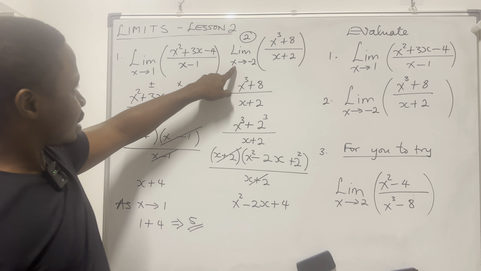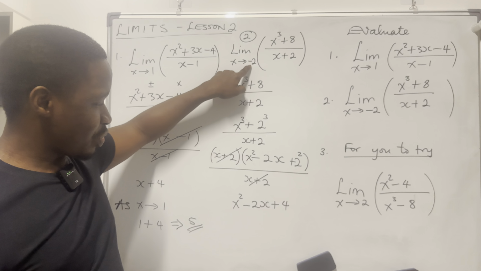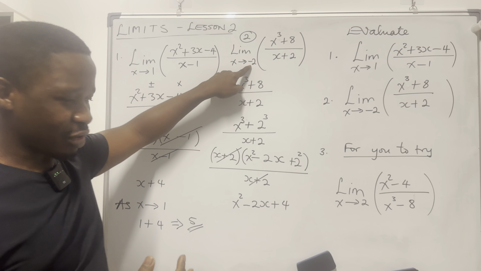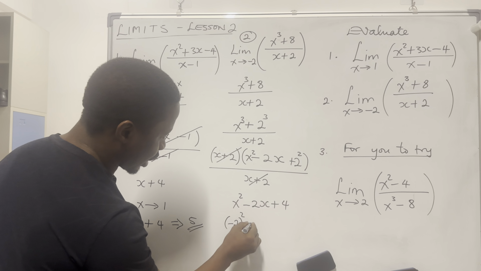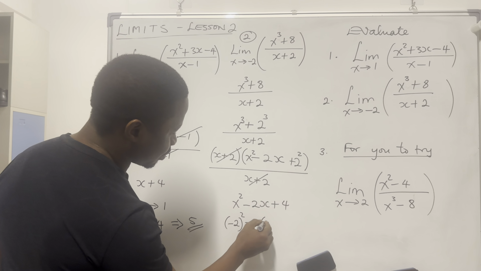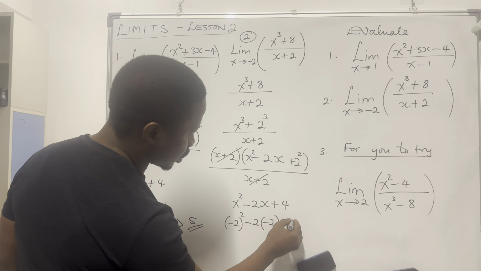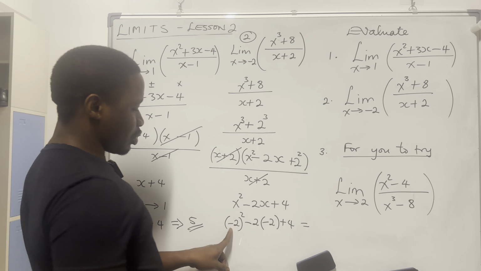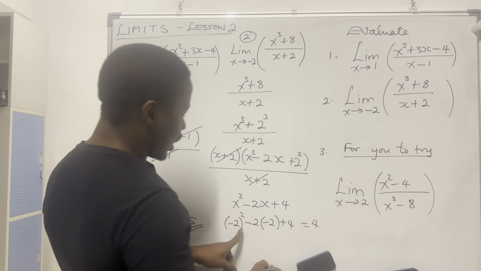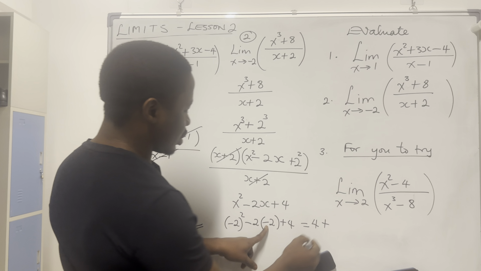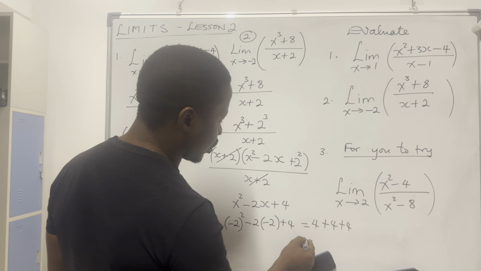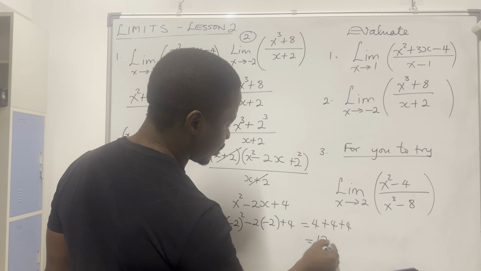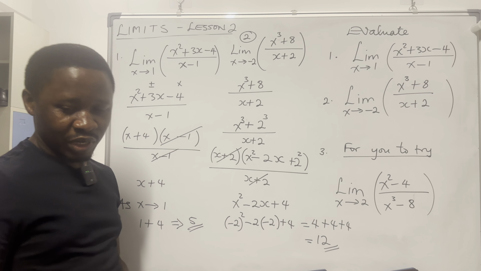But as x approaches minus 2, wherever we see x, what do we write? Minus 2. So this x is minus 2 squared, and this x is minus 2 plus 4. So minus 2 squared is 4. Minus times minus is plus. 2 times 2 is 4, plus 4 is 12. So the limit is 12.